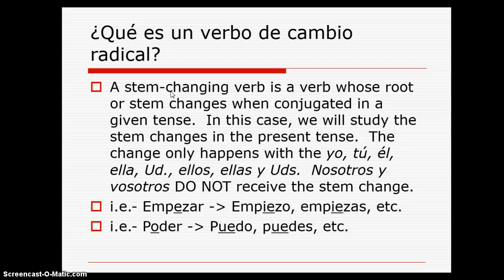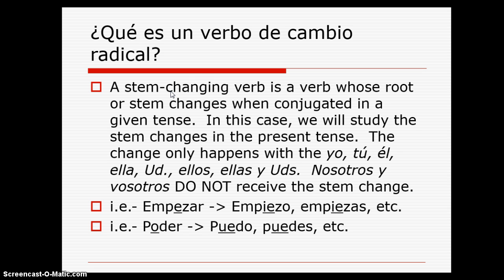The change only happens with the yo, tú, él, ella, usted, ellos, ellas, and ustedes forms. Nosotros and vosotros do not receive any stem change. So, here are a couple of examples. Empezar, which goes empiezo, empiezas, empieza, empezamos, no stem change, empezáis, no stem change, empiezan. O sea, poder, puedo, puedes, puede, etc.